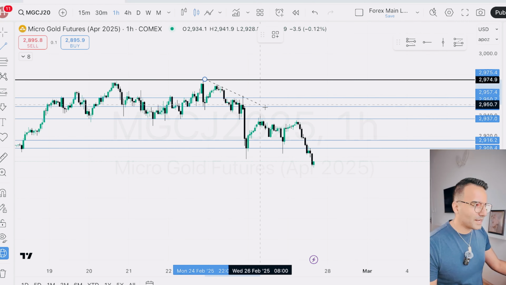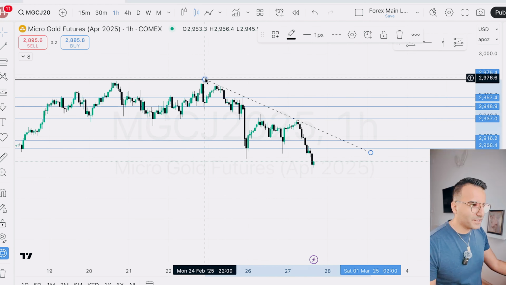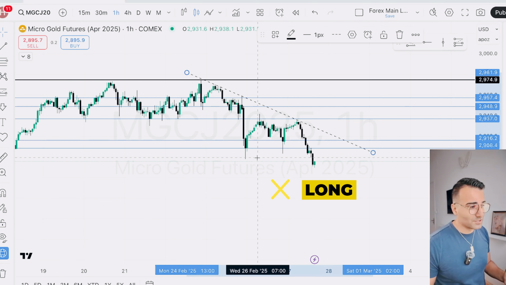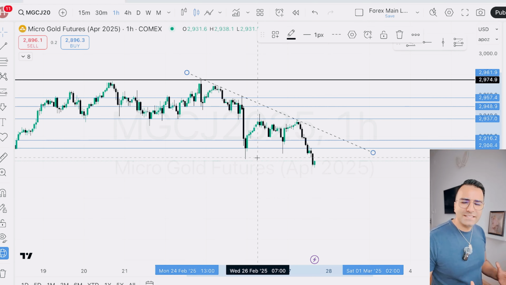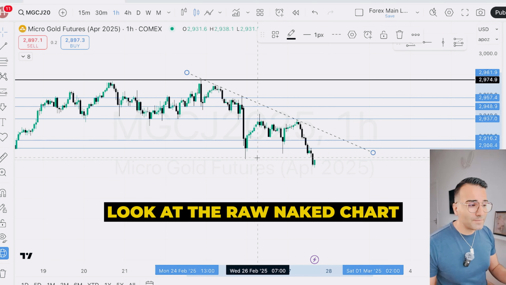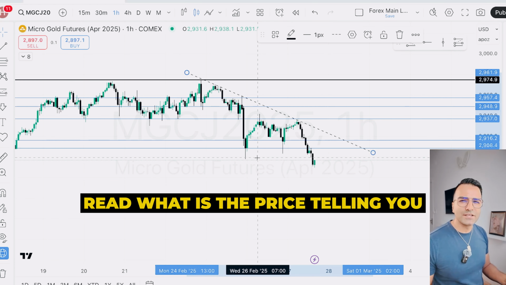And we could also go ahead and draw this trend line over here. So going in now, I definitely don't want to be looking for long. I am looking for the next opportunity to go short. And for this, we didn't need any indicators. We didn't need anything else. In fact, if we had any other indicators, I think that would have confused us more than it would have helped us. So the number one thing to do always is look at the raw naked chart and read what is the price telling you to do.